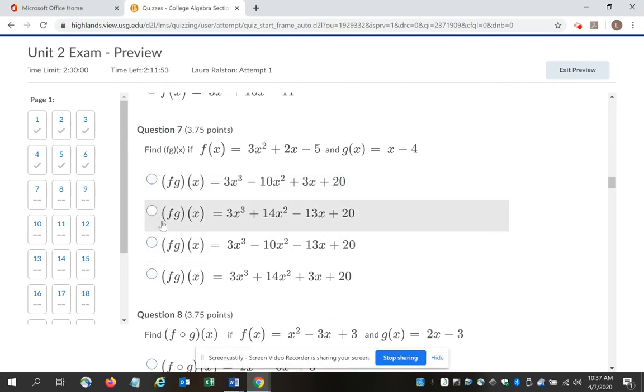Let's see. 3x minus 10x minus 13 plus 20.